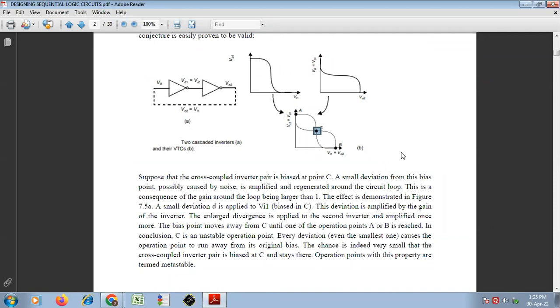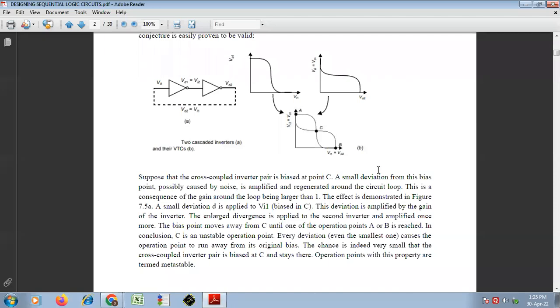Now a very small deviation from this bias point, possibly caused by noise, is amplified and regenerated around the circuit loop. As a consequence, the gain around the loop is greater than 1. Now what is the result of this? The gain around this loop will be greater than 1.